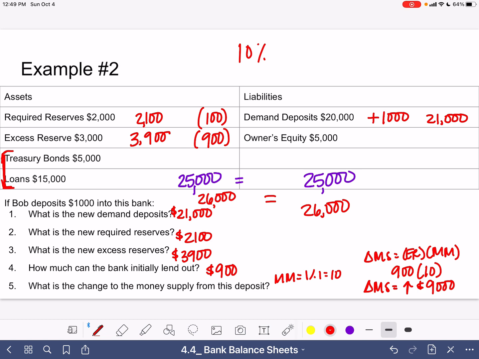So we're going to do a lot more bank balance sheets and practice with it. We're going to have a lot of practice with it. So just understanding the basics of it is what I need you to get from this flip video.